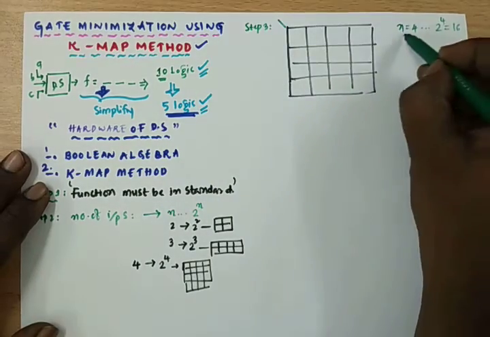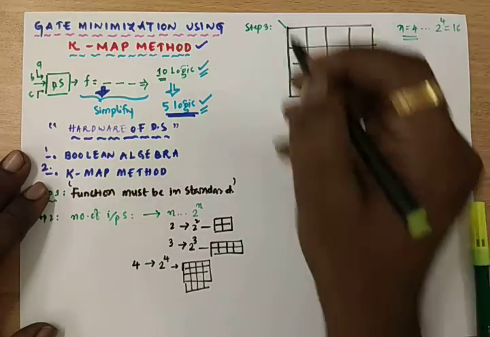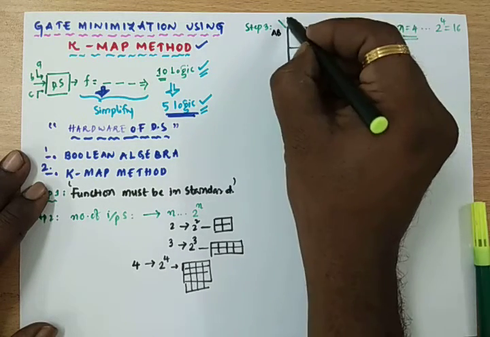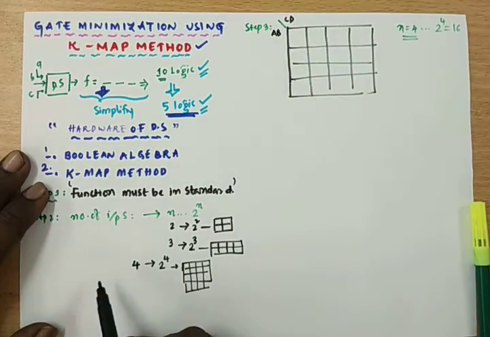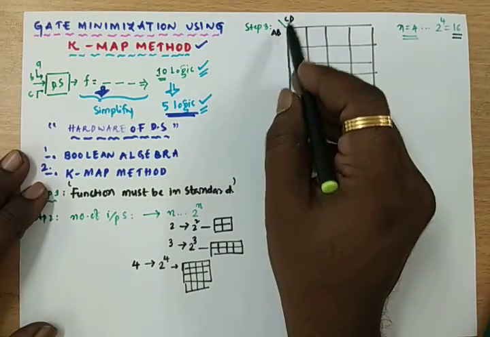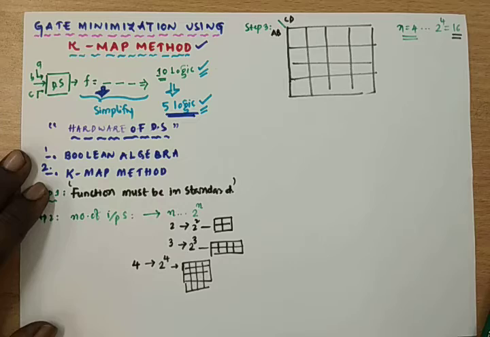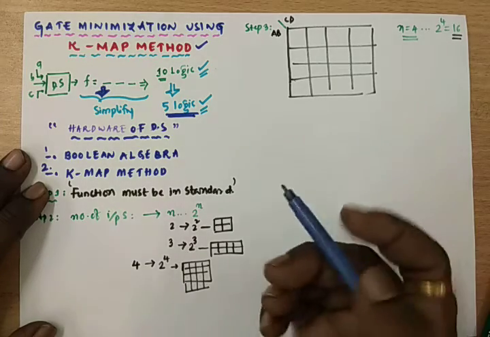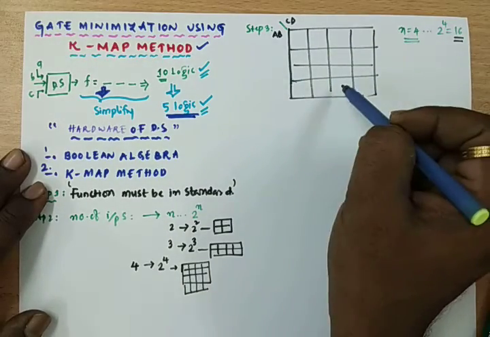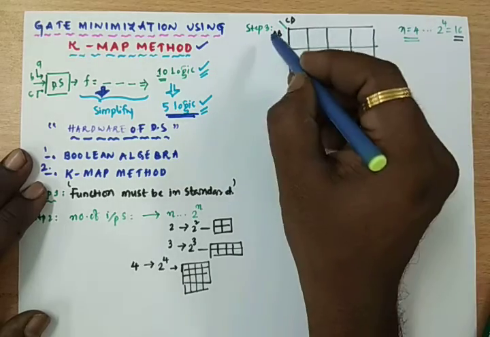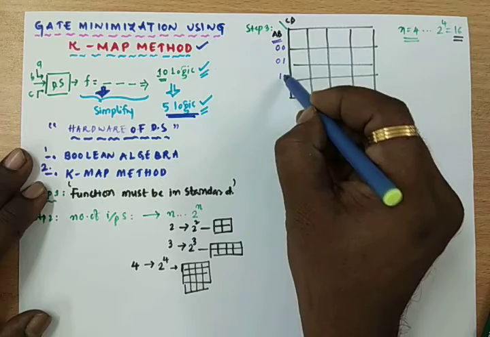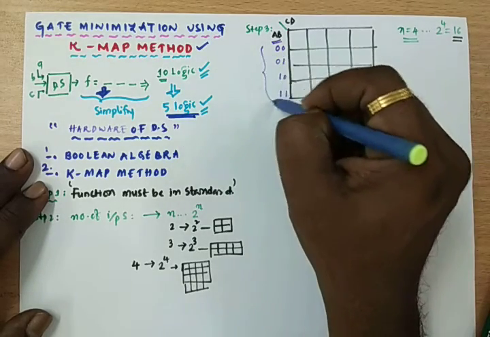How many inputs do we have? 4 inputs. So row wise I can take 2 inputs. For example, A, B, C, D are the inputs. Row wise I can take A, B, and column wise C, D. Total 4 inputs are there, so we have the 16 boxes. We need to give the notation for each and every row and column. How many rows are there? 1, 2, 3 and 4. The rows represent A, B, so I can write 0 0, 0 1, 1 1 and 1 0. This code is called gray code.